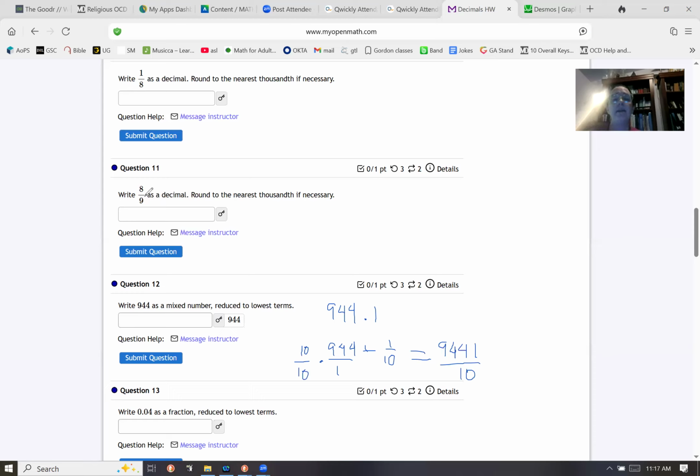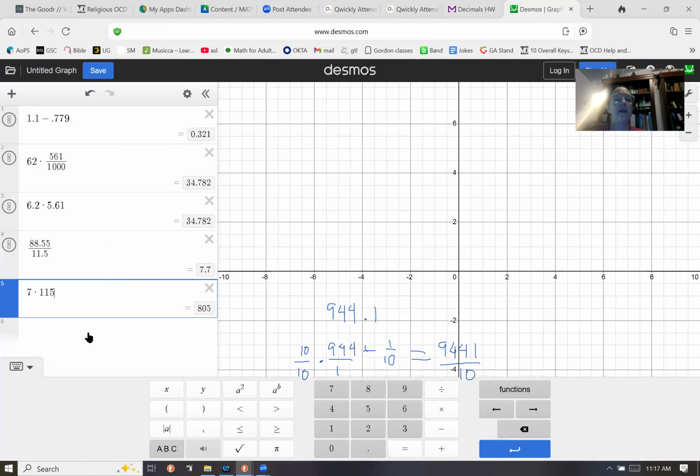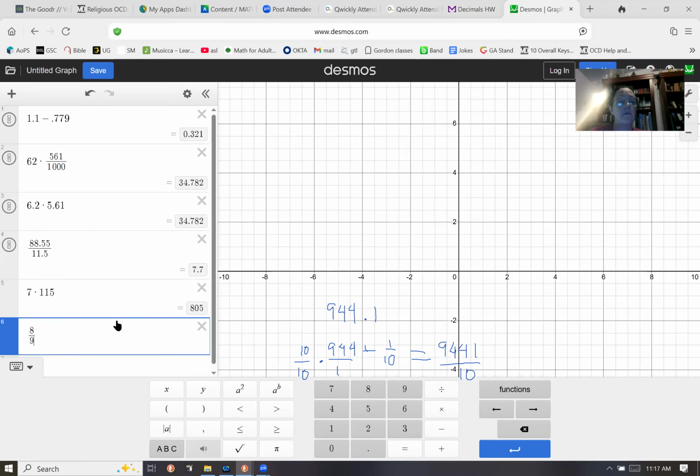To write 8/9 as a decimal, rounded to the nearest thousandths, just remember that your fraction bar means divide. So we go in here and we take 8 divided by 9. And if we're rounding to the nearest thousandth, you look in the ten-thousandths place, and this 8 would tell that 8 to bump up. So we would have 0.889.